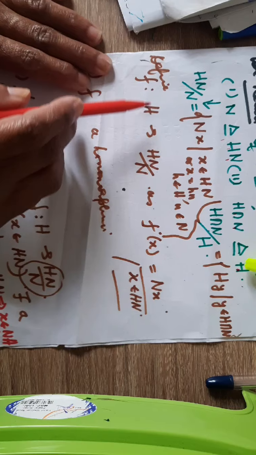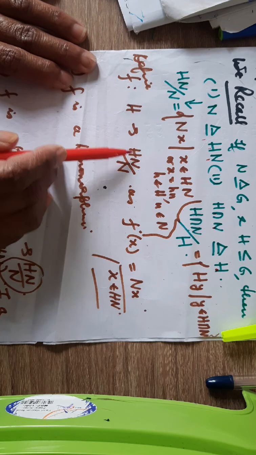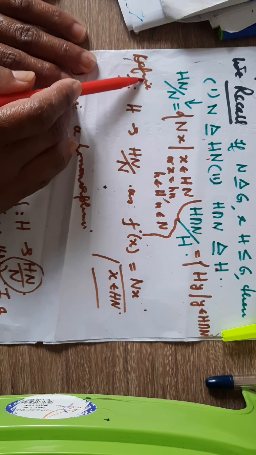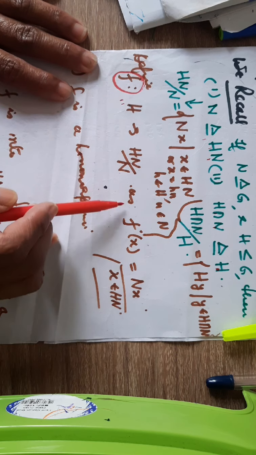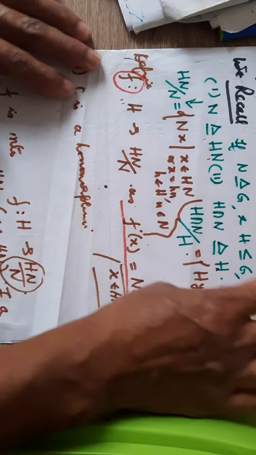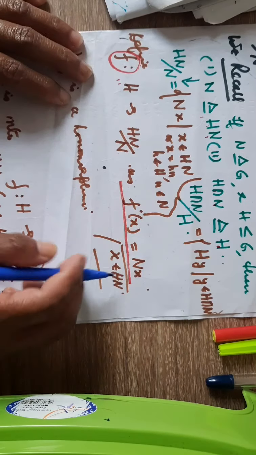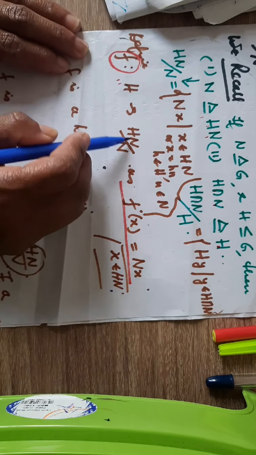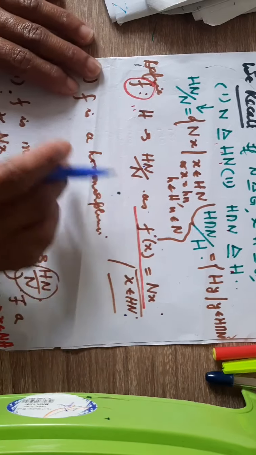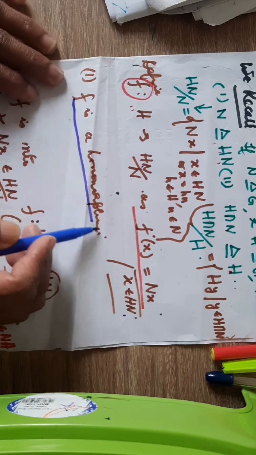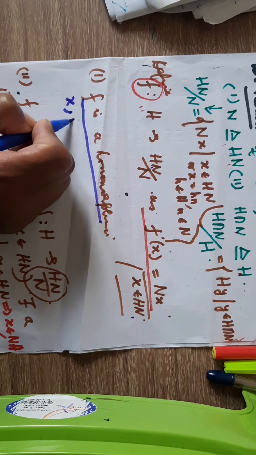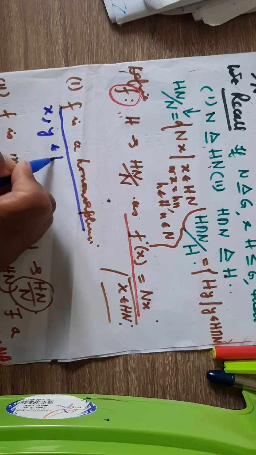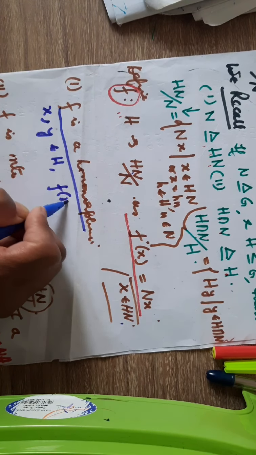Now let us define a mapping from H to HN/N. I need to show that this mapping f is a homomorphism and it is onto. So if we define it in this way as f(x) equal to Nx, where x belongs to H. Okay. So now let us show that it is a homomorphism. So you take this one, let x and y belong to H. What is f(xy)?